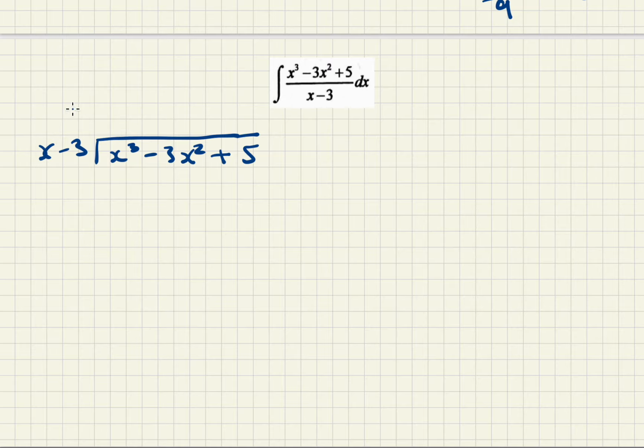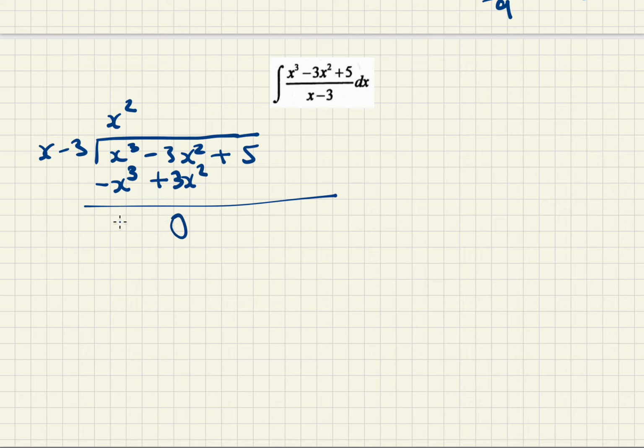Now, working with the leftmost terms, we can see what times x gives us x cubed. x squared times x gives us x cubed. And now we multiply. x squared times x is positive x cubed. Invert the sign, negative x cubed. x squared times negative 3, negative 3x squared. Invert the sign, positive 3x squared. And this cancels out to be 0. And we get positive 5 as our remainder.